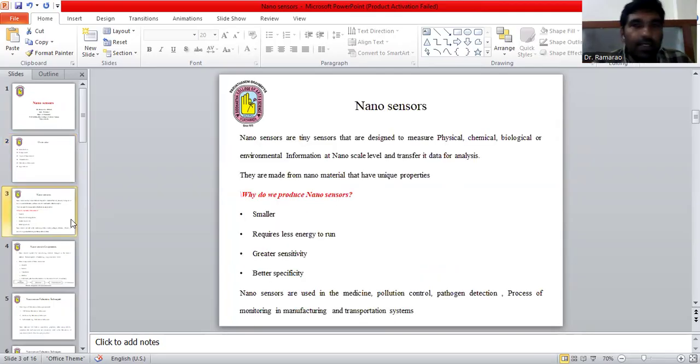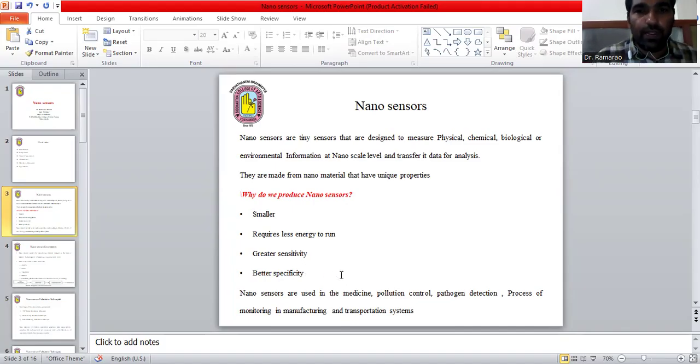Nanosensors are tiny sensors that are designed to measure physical, chemical, biological, or environmental information at nanoscales and transfer the data for analysis. Nanosensors are made from nanomaterials that have unique properties. Why do we produce nanosensors? Because they are smaller and require less energy to run. Nanosensors have greater sensitivity and better specificity.